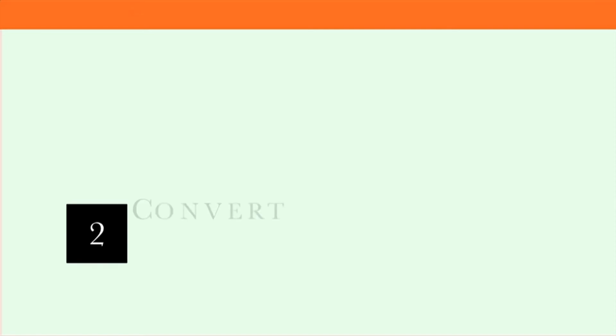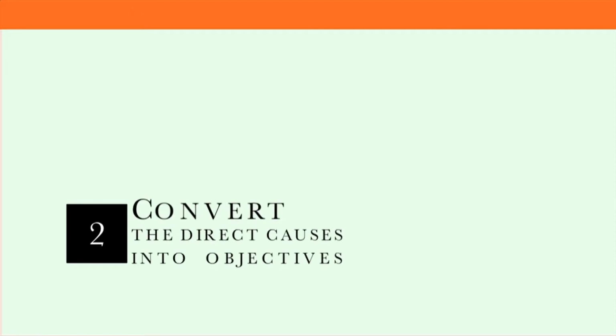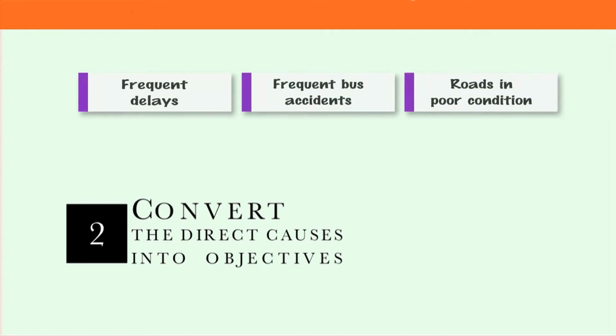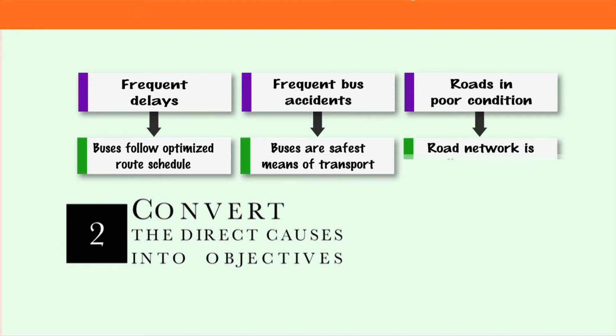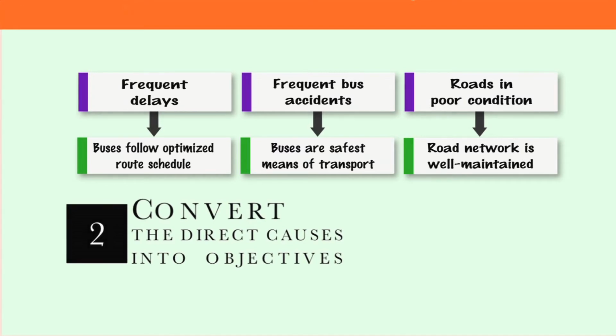Step 2. Convert the direct causes into objectives. One by one, convert the direct causes in the problem tree into objectives. Ensure their logic and doability. Omit them or add additional objectives as and when appropriate. Place all direct means objectives in a horizontal line below the development objective. Together, they form the direct means for achieving the objective statement. Note that the number of objectives is not restricted to the number of problems identified in the problem tree.